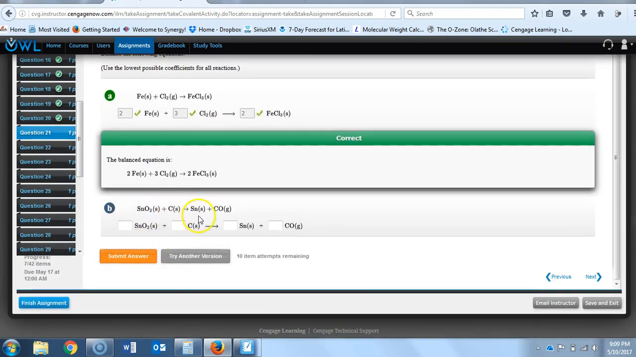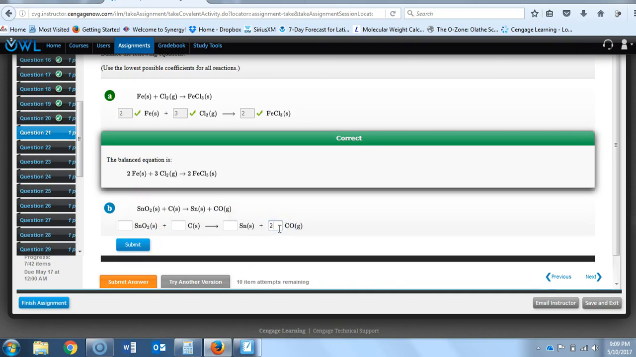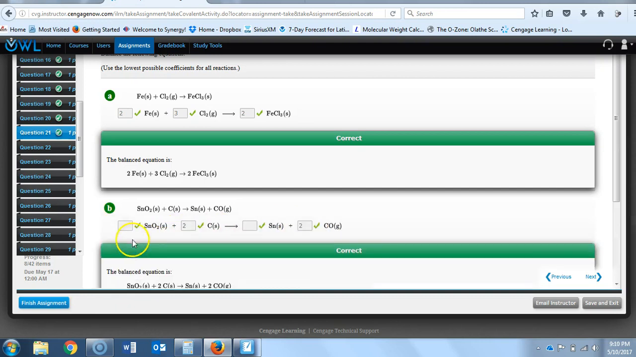Tin oxide plus carbon gives us tin and carbon monoxide. We've got 2 oxygens in the tin oxide and only 1 here, so we'll need a 2. We need 2 carbons since we have 2 here now. There we go.